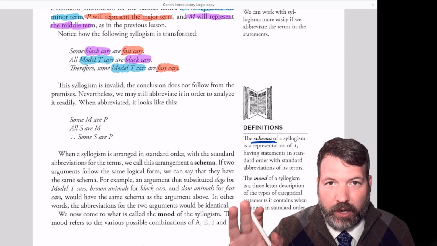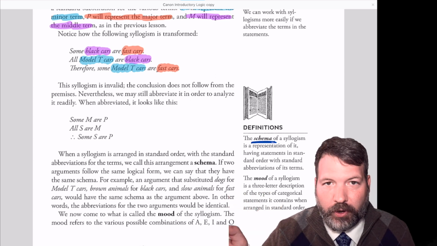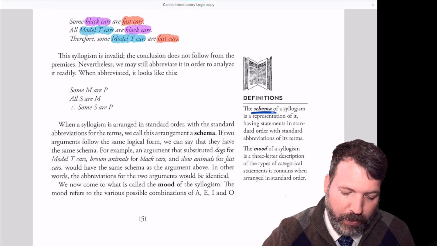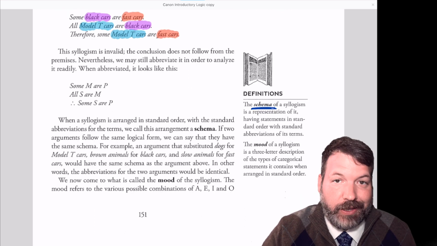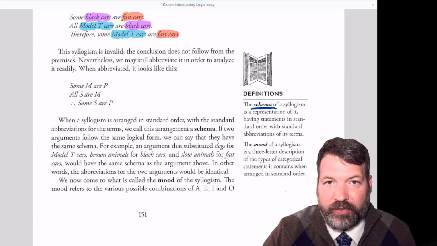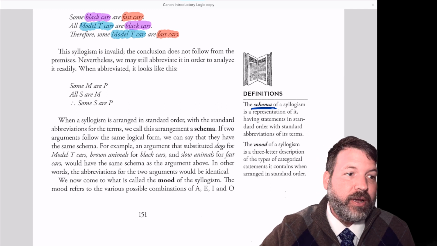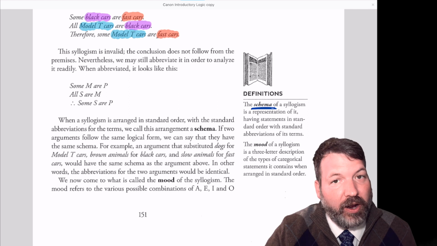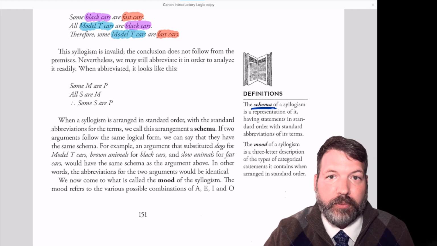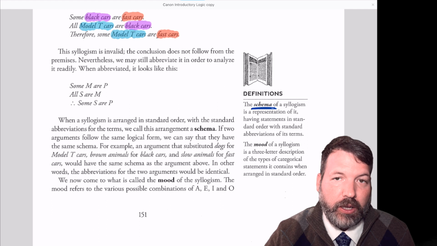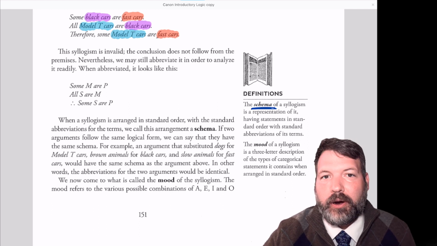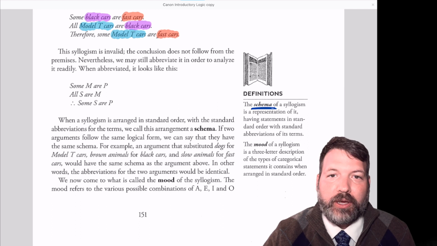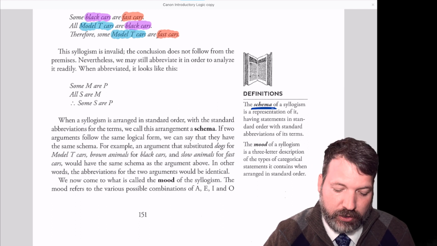Now, again, without thinking about whether this argument is true or false, whether the logic is good or bad, we're not worried about any of that right now. We want to create a skeleton, a schema of this argument. So we're going to break this down without the actual terms. We need to know where they go. We need to know where the major term is, minor term is, etc. But we don't actually care about Model T cars and black cars and fast cars. That is essentially a distraction when we're looking at the form of a syllogism.